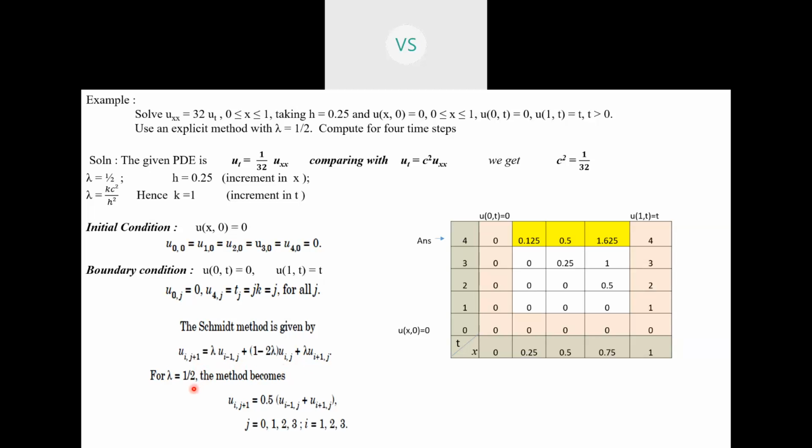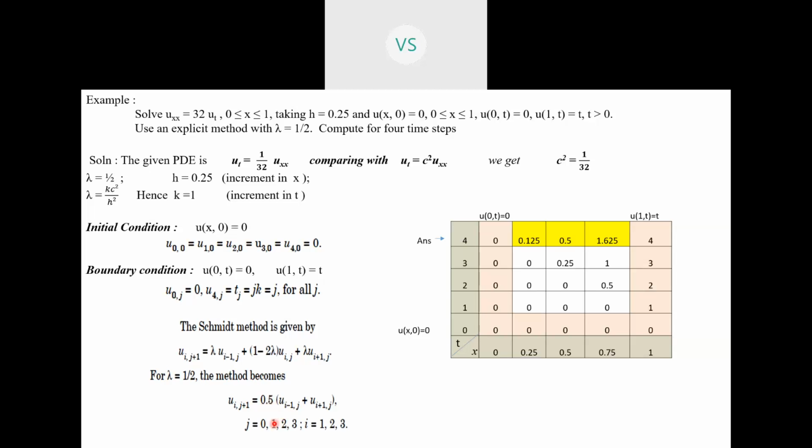So if you substitute, lambda is given to you, what is the value of lambda? Lambda is 1 by 2. If you substitute the value of lambda as 1 by 2, this middle term gets cancelled, because 1 minus 2 into 1 by 2 becomes 1 minus 1, which is 0. So this middle term gets cancelled. So what remains? Only u i minus 1 j and u i plus 1 j terms remain, multiplied by lambda. Lambda has the value 1 by 2, that is 0.5.